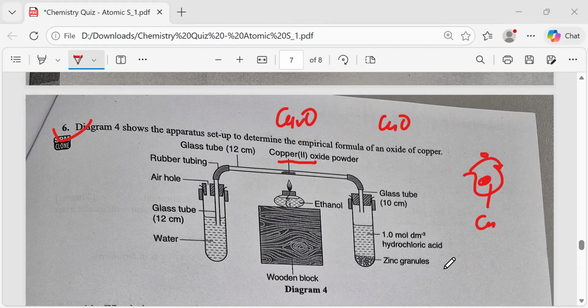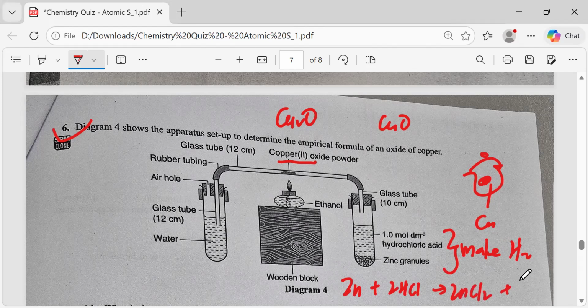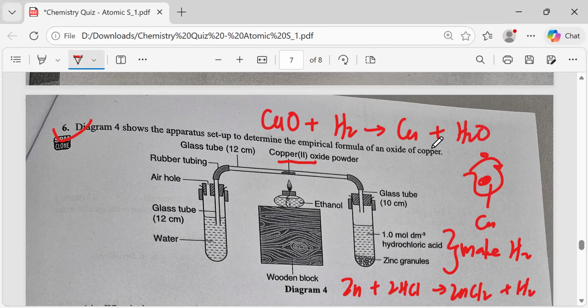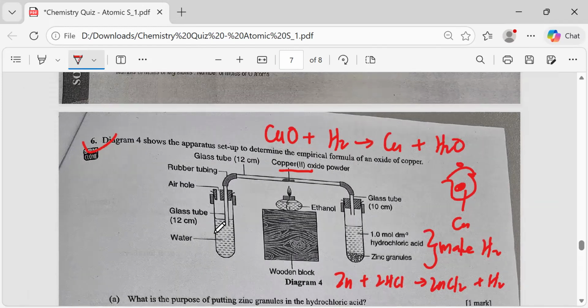Okay, now this is to make hydrogen. You will learn this later on, but I teach you how to write. Acid and metal form salt and hydrogen gas. So this hydrogen gas will go here, and then here you heat up the copper 2 oxide. What will happen is the copper 2 oxide will react with hydrogen to form copper and water. Okay, can? Alright, so this is for the excess gas and water to go in. Alright, can I understand?